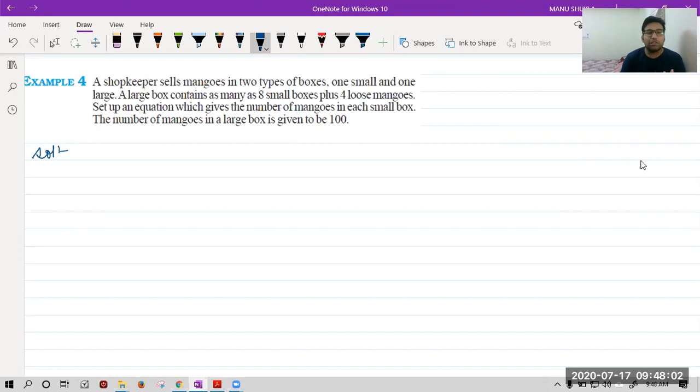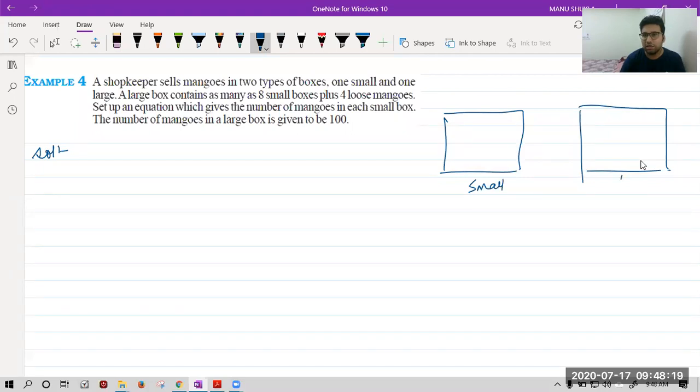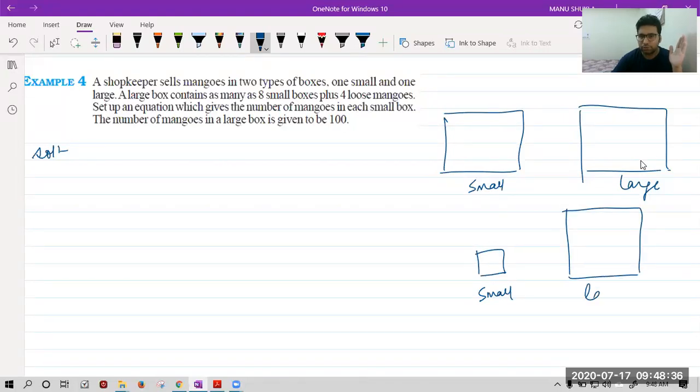Okay, sorry. The question is, a shopkeeper sells mangoes in two types of boxes. So a shopkeeper is having two kinds of boxes like these. One small, one large. This is the small box. This is the large box. Now, a large box contains as many as 8 small boxes plus 4 loose mangoes. Sorry, let me make it smaller. This is a small box and this is a large box.